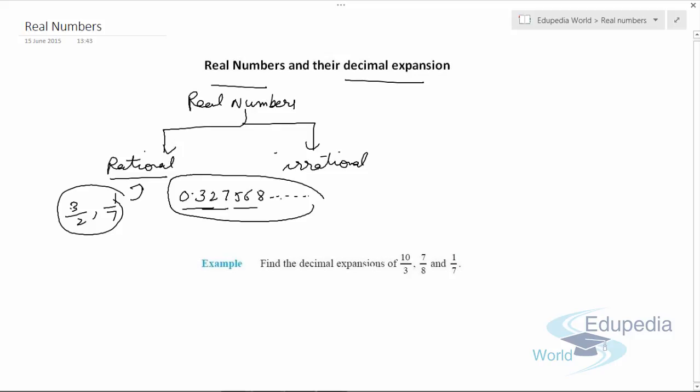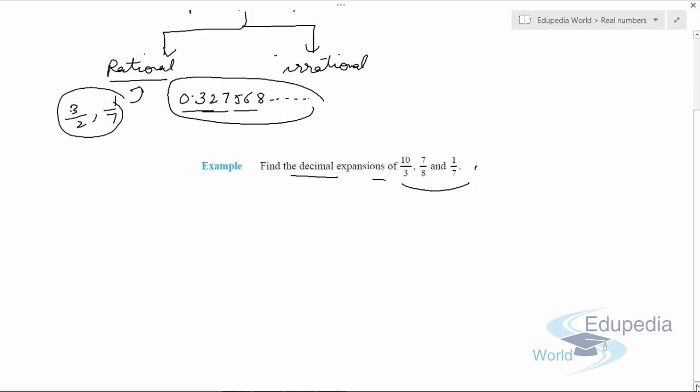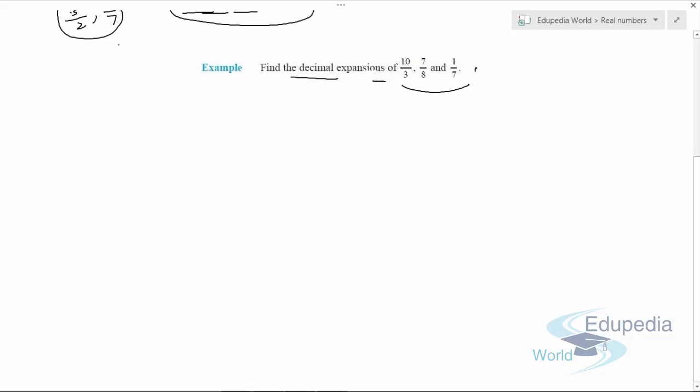So first we'll discuss one example, that is we will find the decimal expansion of three numbers, then we will compare whether the given number is rational or irrational number. So watch this example very carefully. Now in this example we have to find the decimal expansion of three numbers: 10 by 3, 7 by 8 and 1 by 7. So one by one we'll solve each and every question.